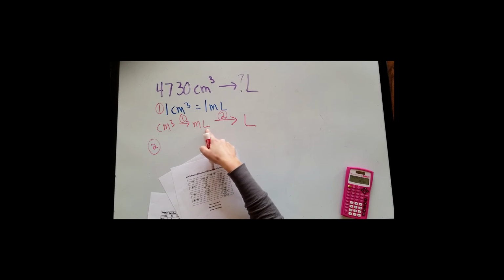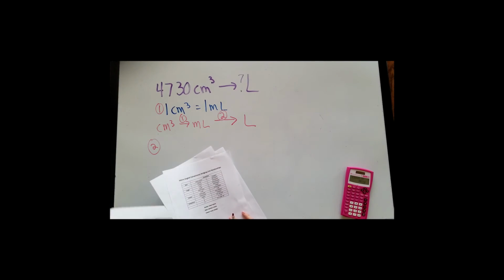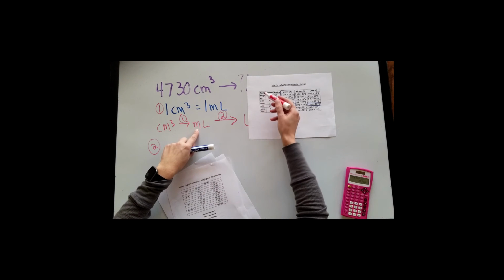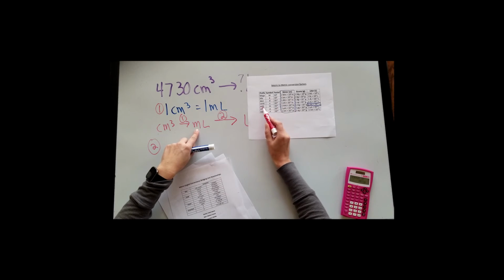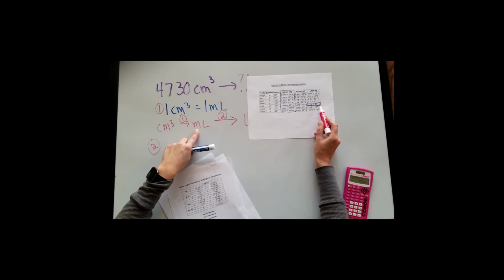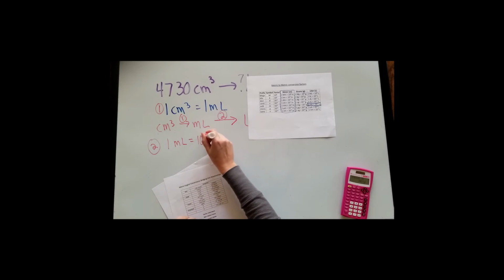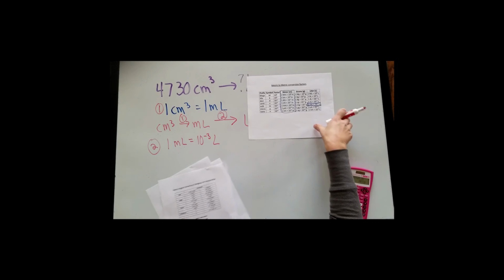So this, liter, is metric to metric. I'm gonna use this guy. Since it's milli, I'm gonna go down to my prefix milli, follow it over to the liter section, and I have a conversion factor that says 1 milliliter is equal to 10 to the negative third liters.